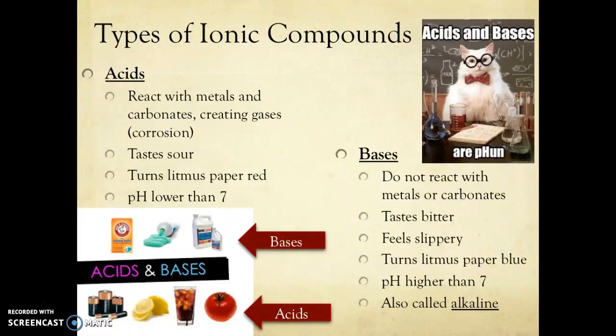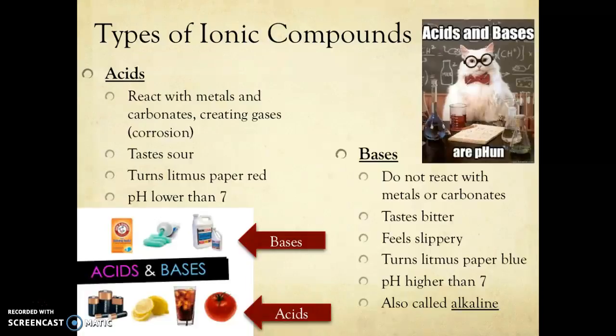A couple types of ionic compounds: acids and bases. Acids and bases, you can kind of think of them as two separate sides of a spectrum. Basically, think of them kind of like opposites. Acids will react with metals and carbonates, which will create a gas, and we call that reaction corrosion. Bases do not do that. Some other characteristics of them: acids taste sour, whereas bases taste bitter.